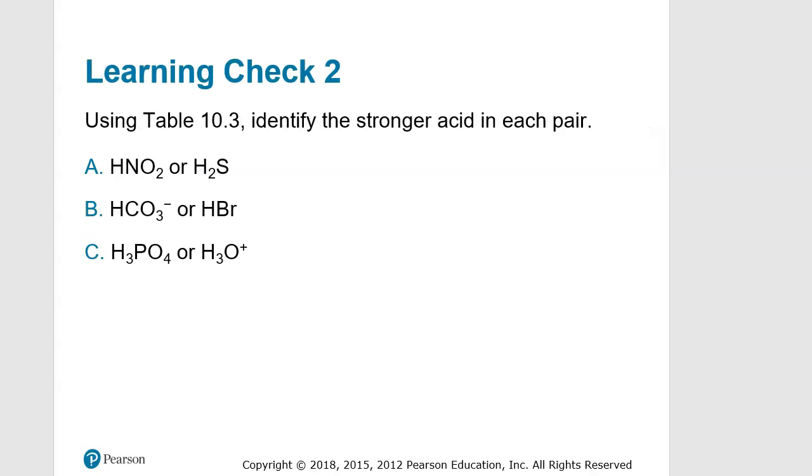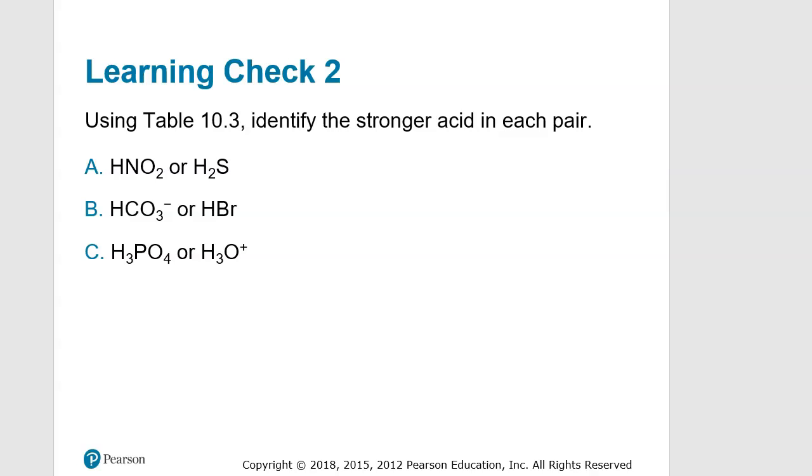This one identifies the stronger acid in each pair. Well, you have nitrous acid or hydrogen sulfide. You have to pretty much know that list. And nitrous acid is going to be the stronger acid. Just look on the list. You look in table 10.3 and just see where it shows up on the list. So which is the stronger acid in each pair?